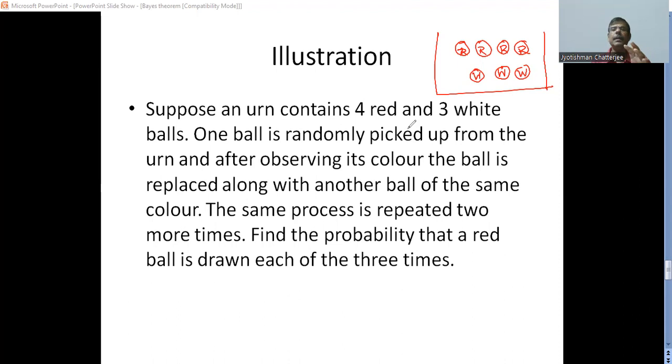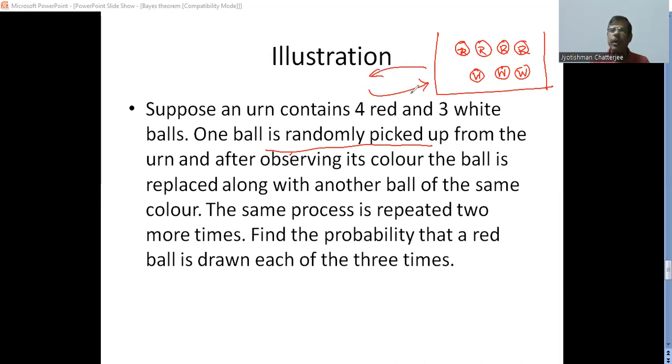Other than the color, the balls are identical, and you blindly pick up one randomly. One ball is randomly picked up from the urn. After picking up the ball, you observe the color, and after observing the color, you replace the ball back in the urn. So first you pick up a ball from the urn. That's the experiment. Observe the color. First you take it out and then put it back.